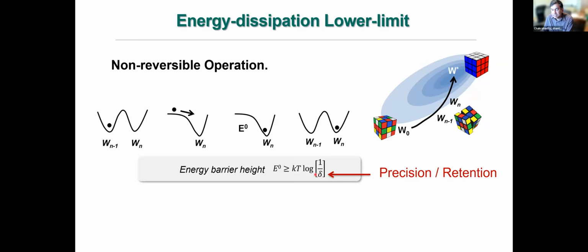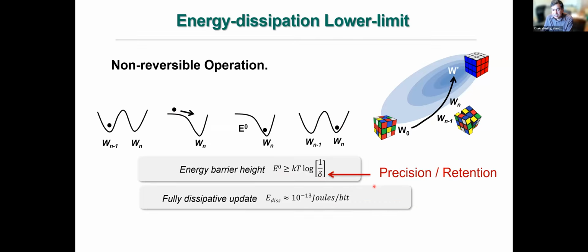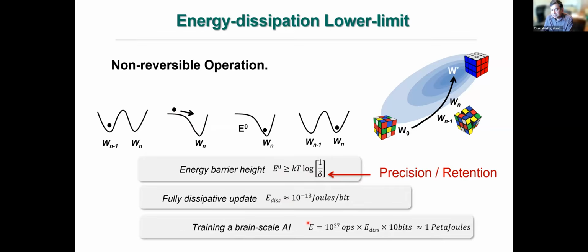If I use this very simple formula, based on the barrier height that you use in conventional memory, it's about 10 to the power of minus 13 joules per bit. Simply multiplying by 10 to the power of 27 will give me that 1 petajoule at a 10-bit resolution. So if I do this first-order calculation, this is where I get that number. So now the question is, okay, what can you do better?